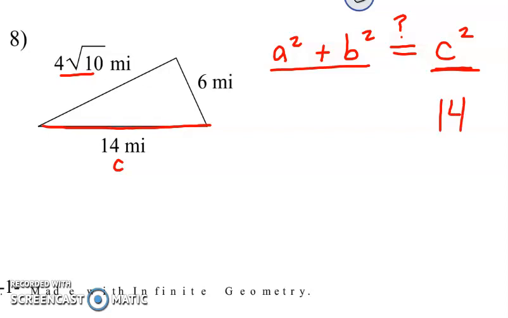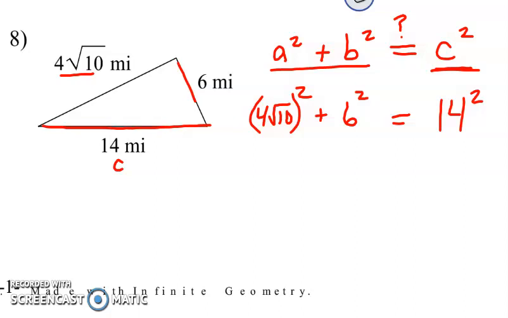Okay, so 14 is our C value, and we're going to square it. Once we get that, the other two sides, it doesn't really matter which order you put them in. I'll use the 4 times the square root of 10 first as our A side, and we're going to square that. And then we'll use our last side, 6 squared, as the B side. And now we just need to go through the algebra of this to see if those sides really do balance, or if one side is larger than the other.